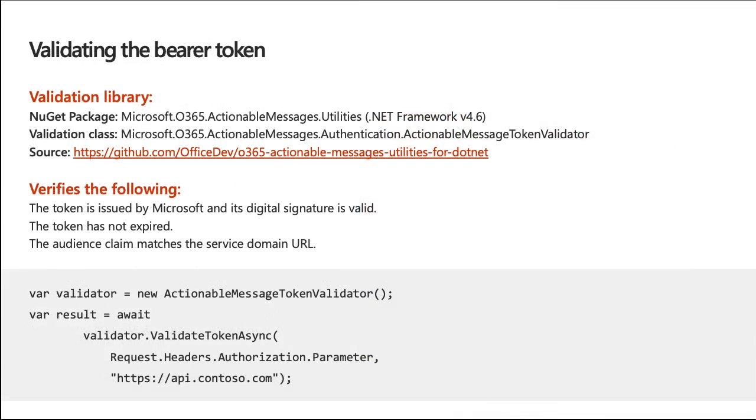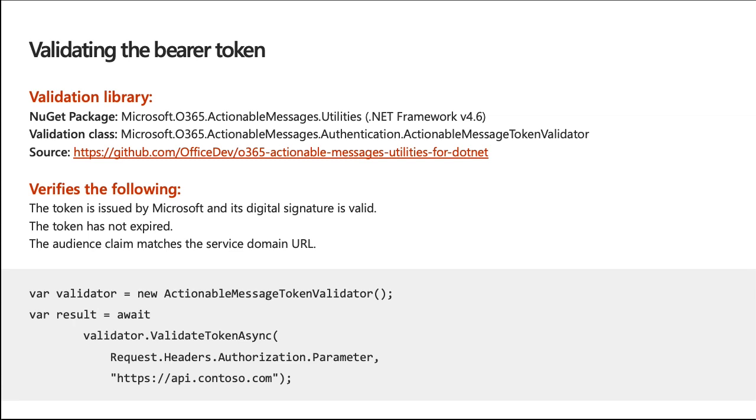Office 365 will call your configured URL, passing in an authentication header with the value of bearer plus a signed encoded token. Your API should validate the token is issued by Microsoft by checking the digital signature, and you can inspect the bearer token and use the Microsoft.Office365.ActionableMessages.Utilities NuGet package for .NET Framework v4.6 projects.